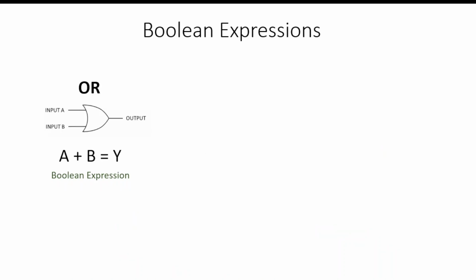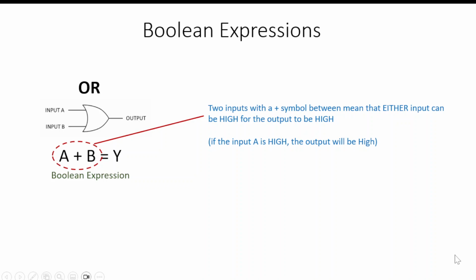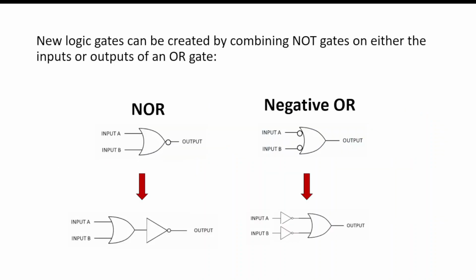If we look at the OR gate, the same thing can take place. We can, in an OR gate, add additional NOT gates to either the inputs or the outputs. So let's first start with the OR gate. An OR gate, as a Boolean expression, is a plus symbol in between the A and the B. So two inputs with a plus symbol between them mean that either input can be high for the output to be high. So that would be an OR gate.